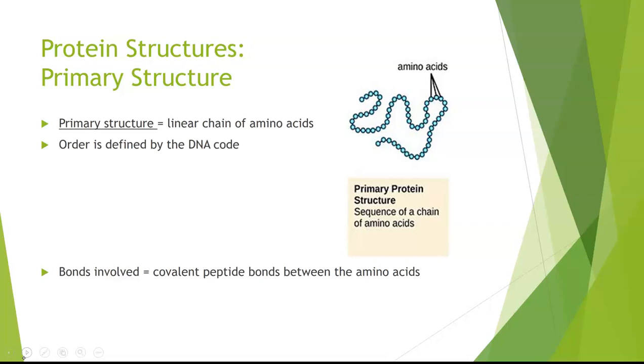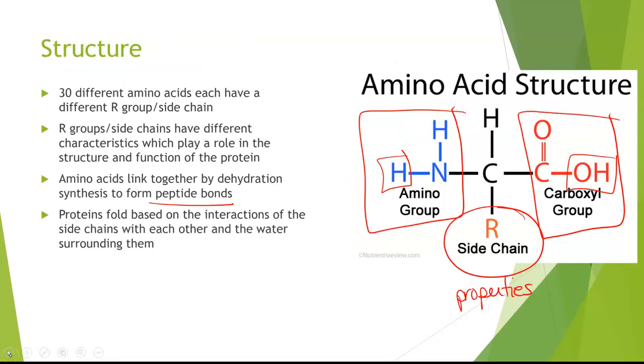This is defined by the DNA code. As you know, all of those amino acids are determined by the 3-letter DNA codes that are interpreted during protein synthesis. The bonds that are involved in this are those peptide bonds that we just talked about that connect between multiple amino acids. Again, it's a covalent bond. It is a strong bond. If we go back here, the bond is formed between this carbon and the nitrogen of the neighboring amino acid through dehydration synthesis.